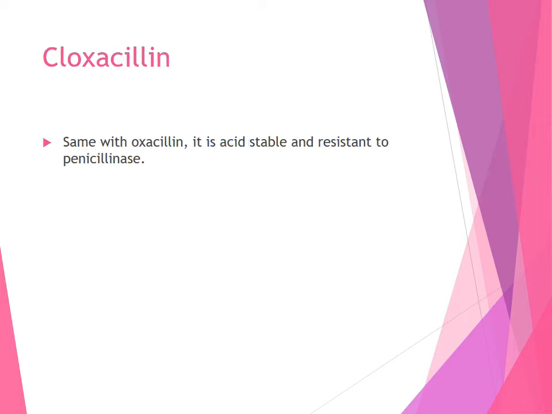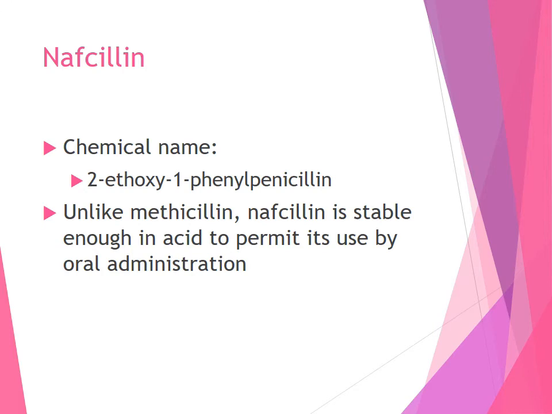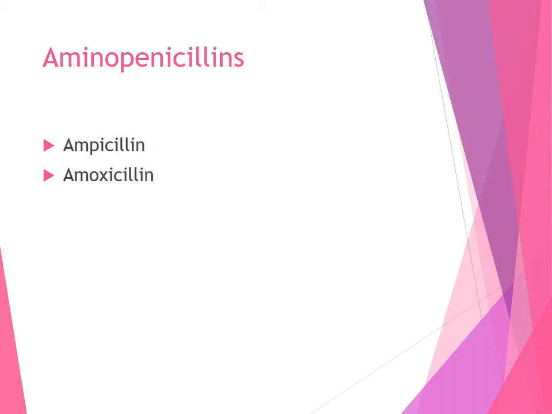Next, we have cloxacillin. Same with oxacillin, it is acid stable and resistant to penicillinase. Therefore, it is administered orally. Next, we have dicloxacillin, same lang. Then, nafcillin. The chemical name for nafcillin is 2-ethoxy-1-naphthylpenicillin. It is acid stable and resistant to penicillinase. Unlike penicillin G, nafcillin is stable enough in acid to permit its use by oral administration. So nafcillin is also oral. Acid stable and resistant to penicillinase, sorry.